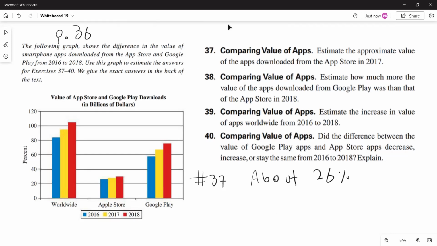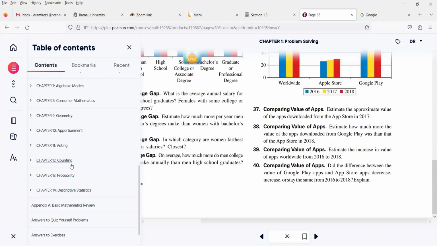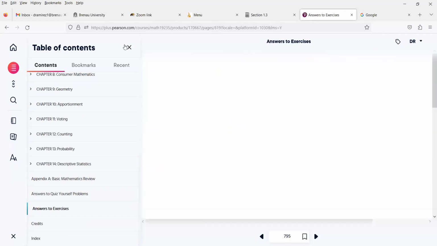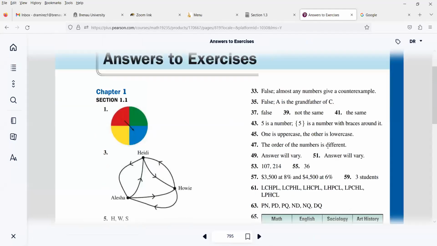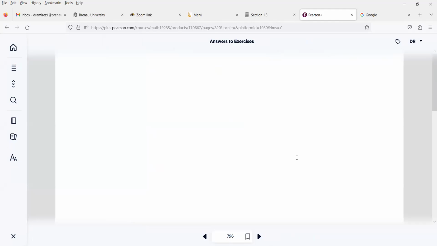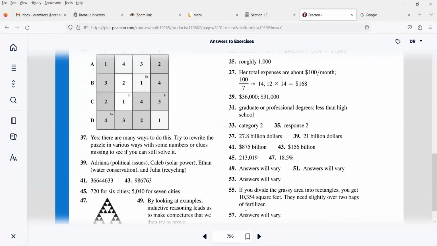But let's compare with the answer in the back of the book. That's still the whiteboard. Okay, so we're going to look at the answer in the back. We're in section 1.3, and this was number 37. So we're looking for section 1.3, number 37, and it says $1 billion. So let's see what happened.